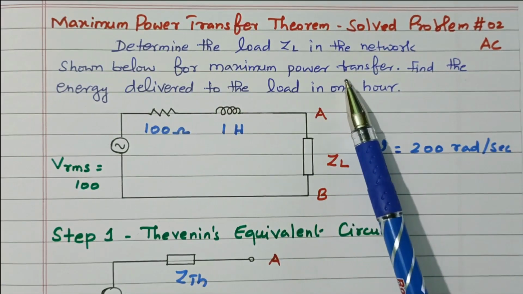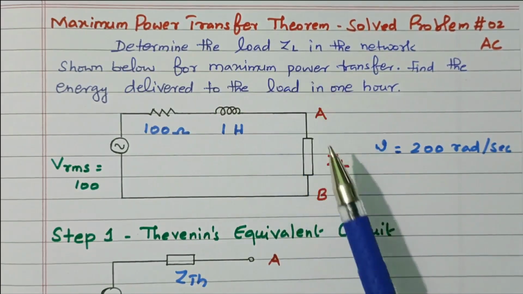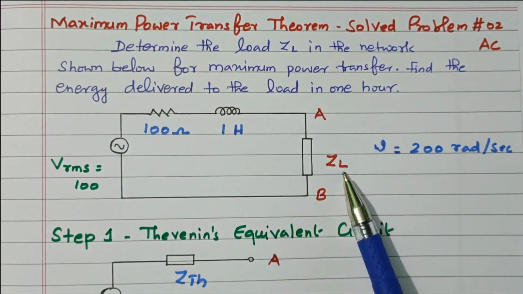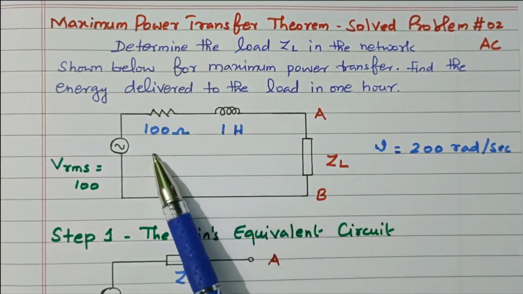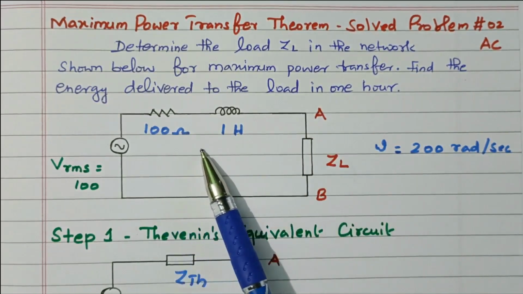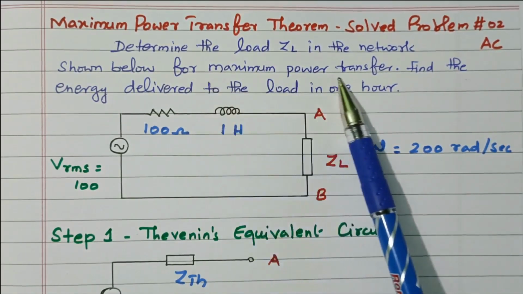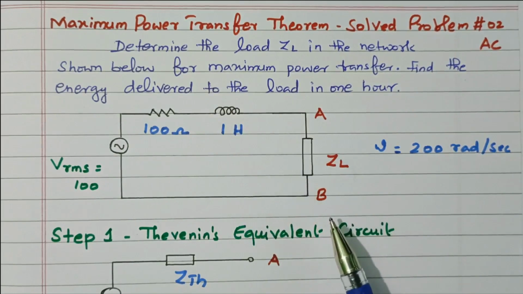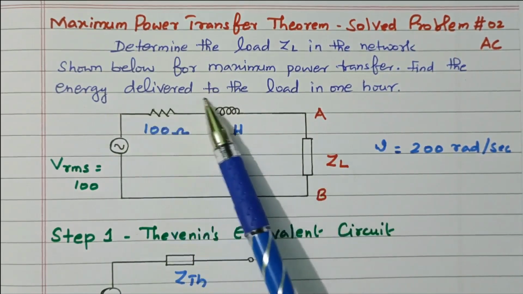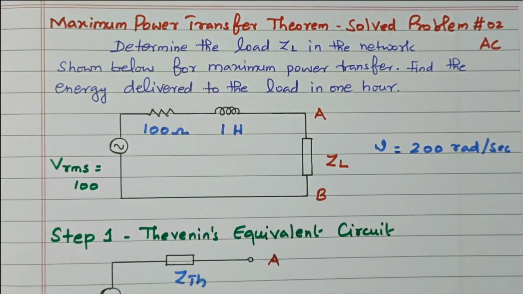What is maximum power transfer? We can use the maximum power transfer theorem: ZL is equal to the internal impedance. Internal impedance and ZL are equal. That is the condition given by the maximum power transfer theorem. And also we need to find the energy delivered to the load in 1 hour.